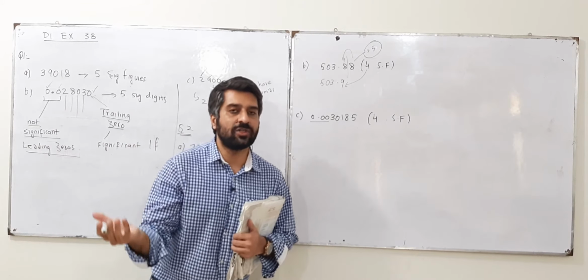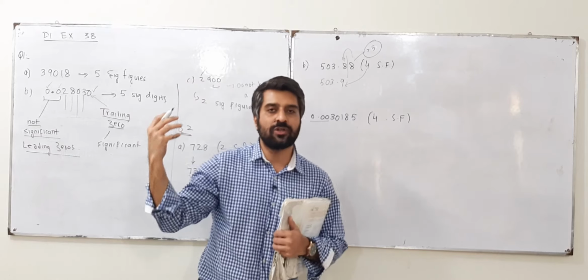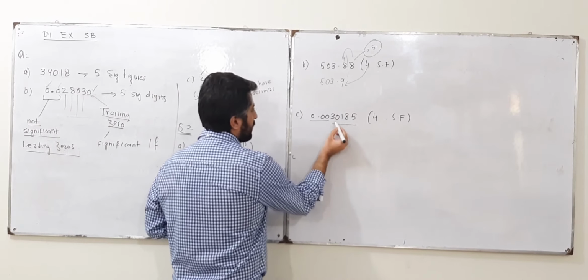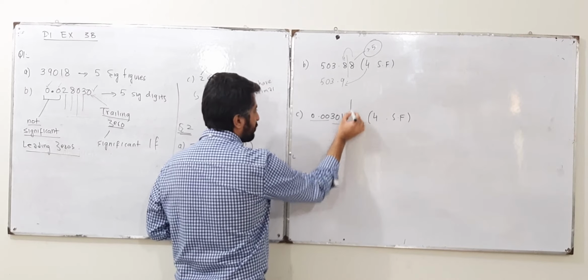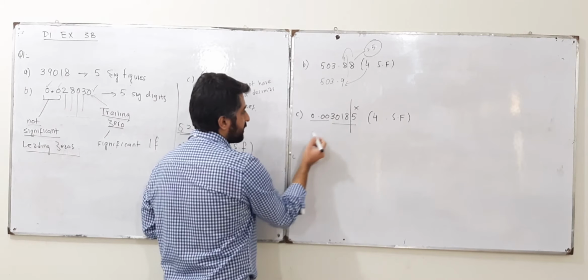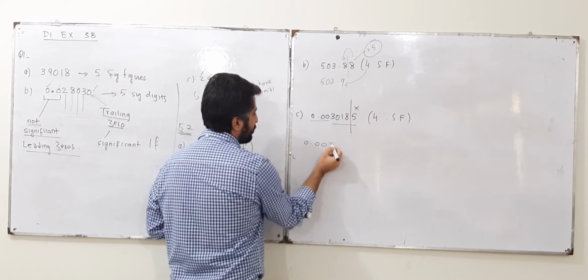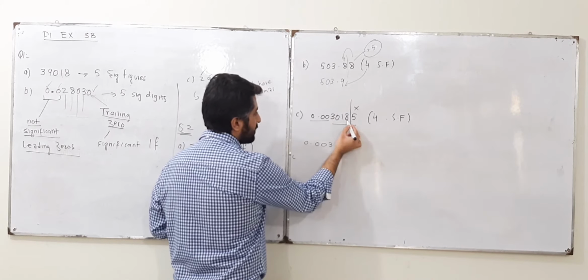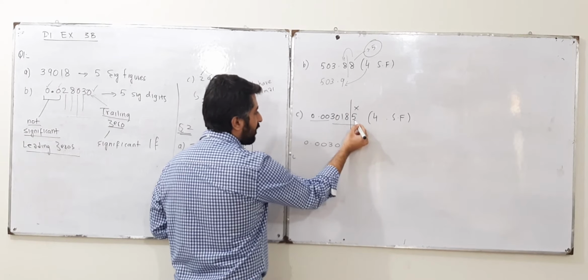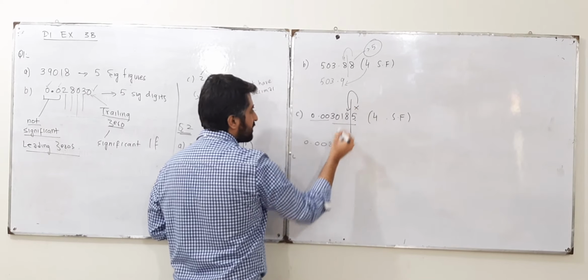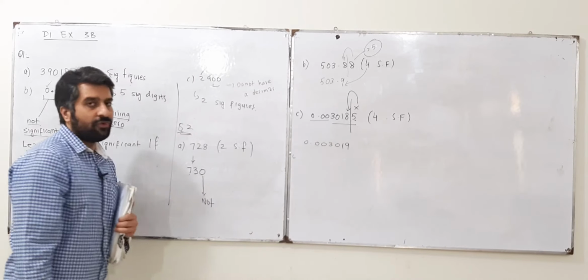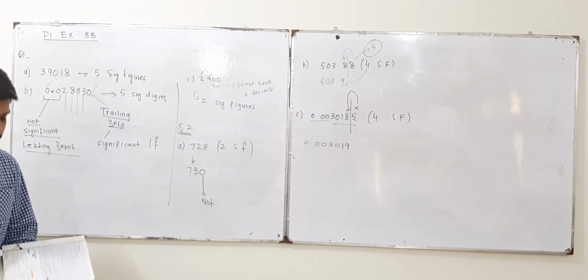Leading zeros are not significant, the zeros which come before a non-zero number. We have to decide about the rest: 1, 2, 3, 4, 5. So we need to eliminate this one. If you eliminate this one, you can write it as 0.00301. What about this 8? This is 5. If the digit which is to be dropped is 5 or greater than 5, increase this digit by 1, it will become 9. So this is the answer up to 4 significant figures.